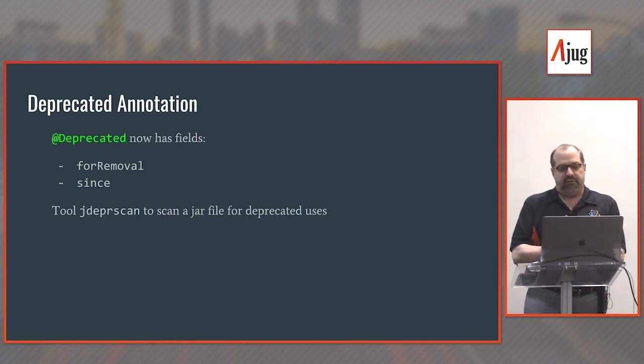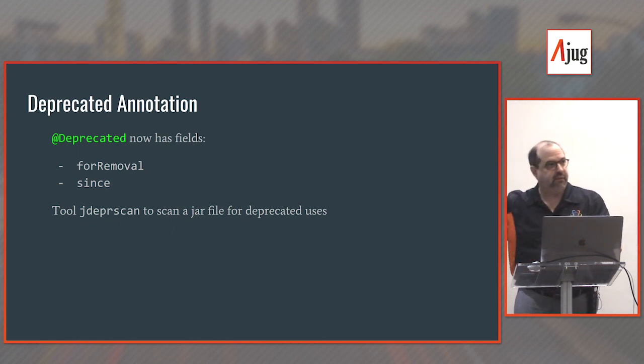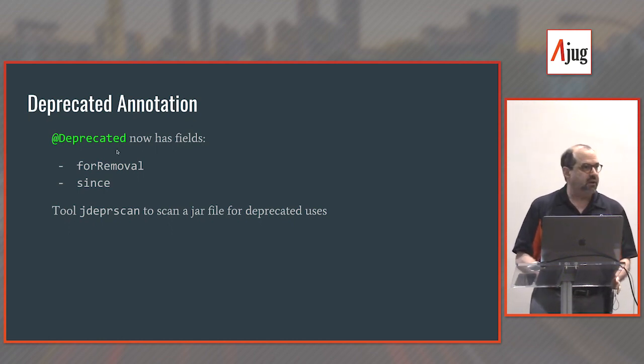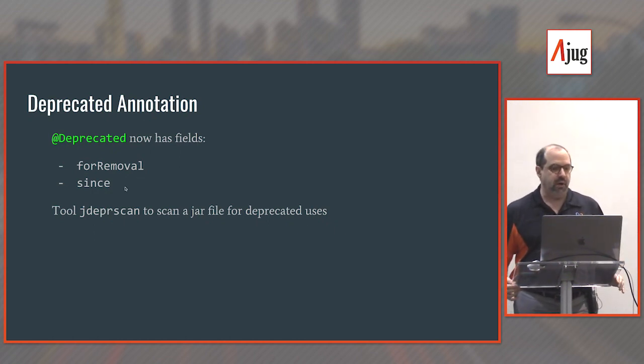In Gradle, it's nice. I actually have a build file where I say if the Java version is greater than 8, add the following dependencies. And if not, I can leave them out. But that's going to impact you. Now, the deprecated annotation has been added, and it has a couple of properties: for removal, which is either true or false. It'll tell you whether it's going to come out or not. And since says which version it's been deprecated since or when it's going to come out.